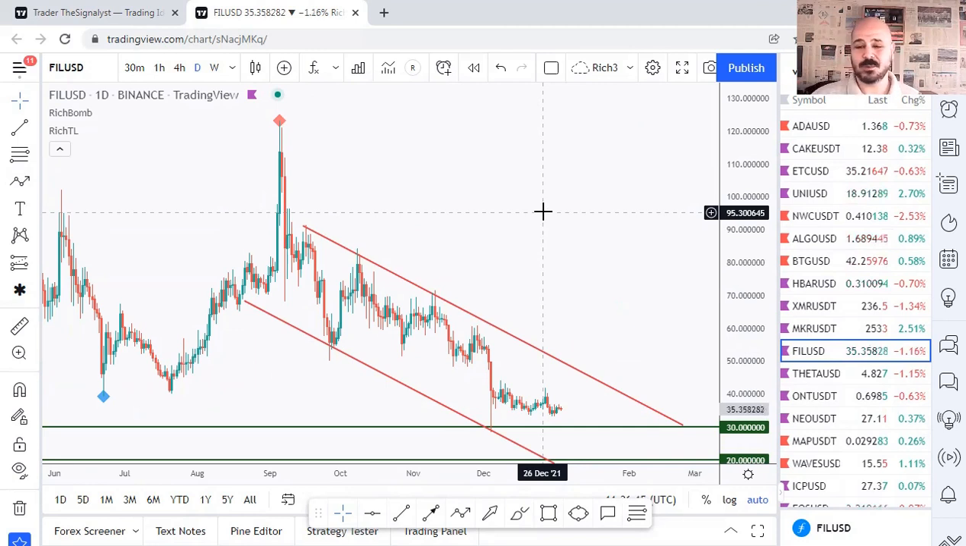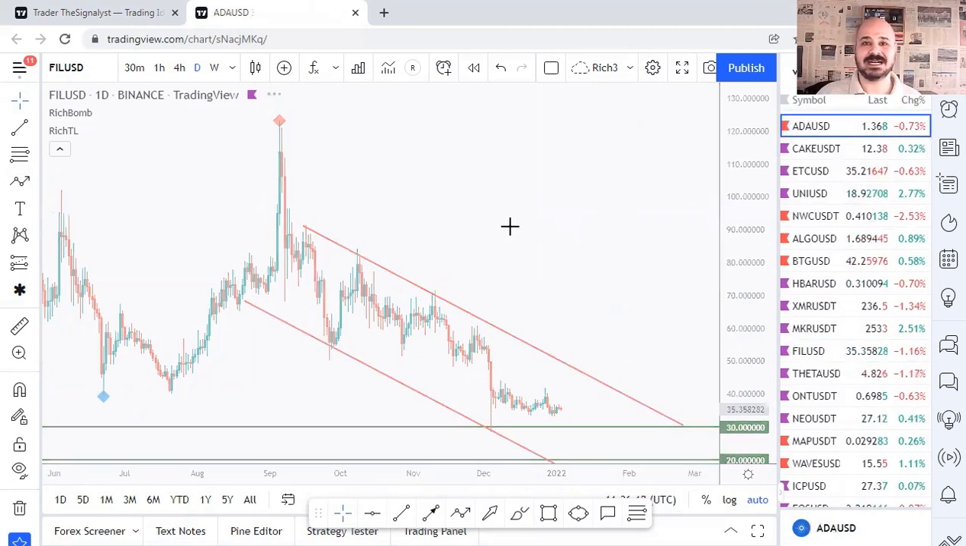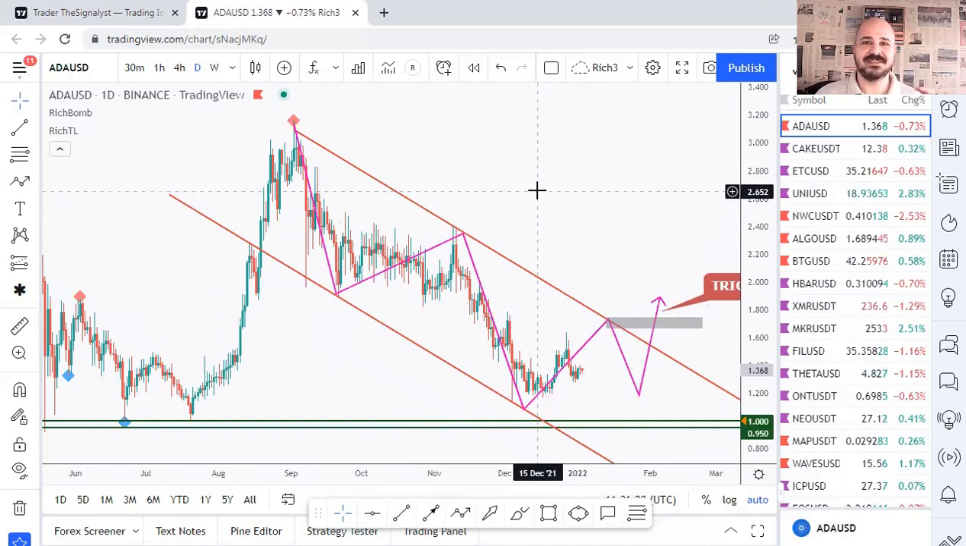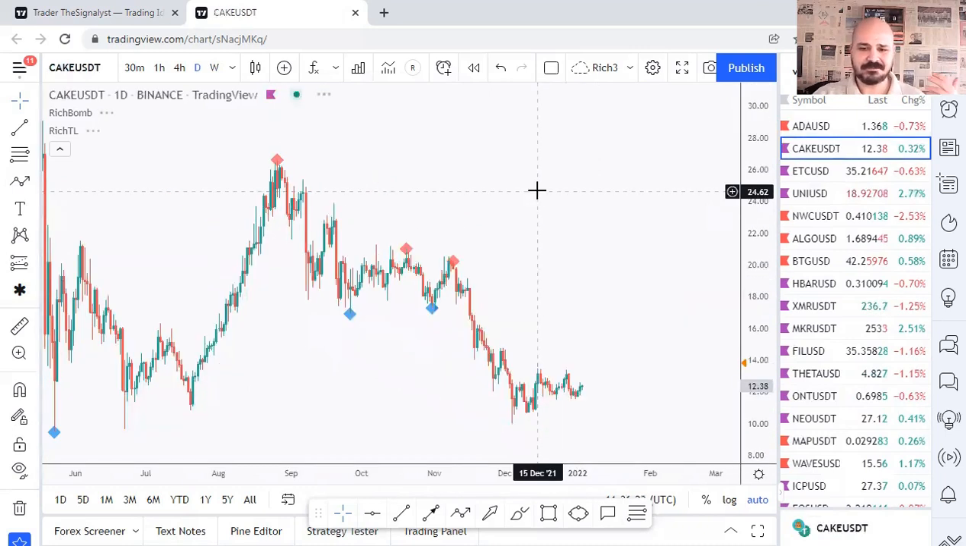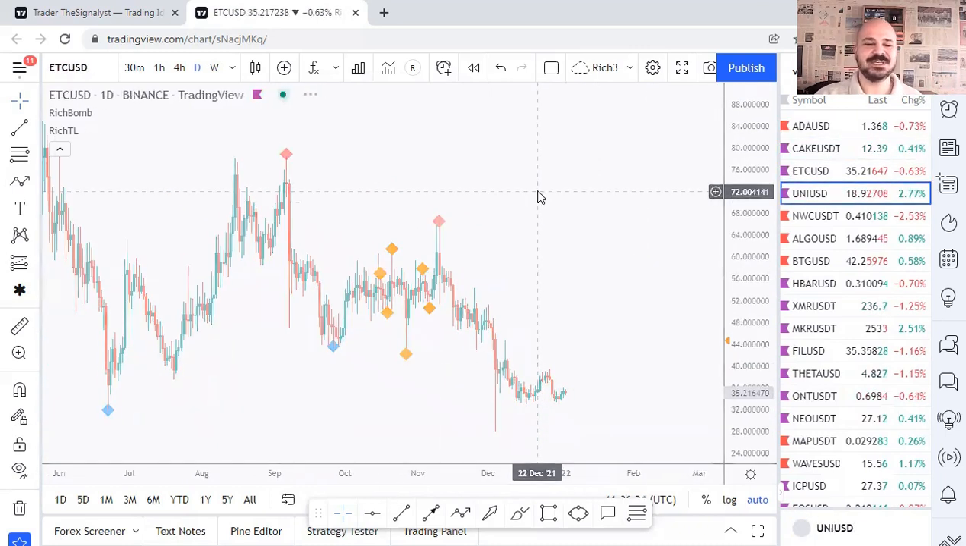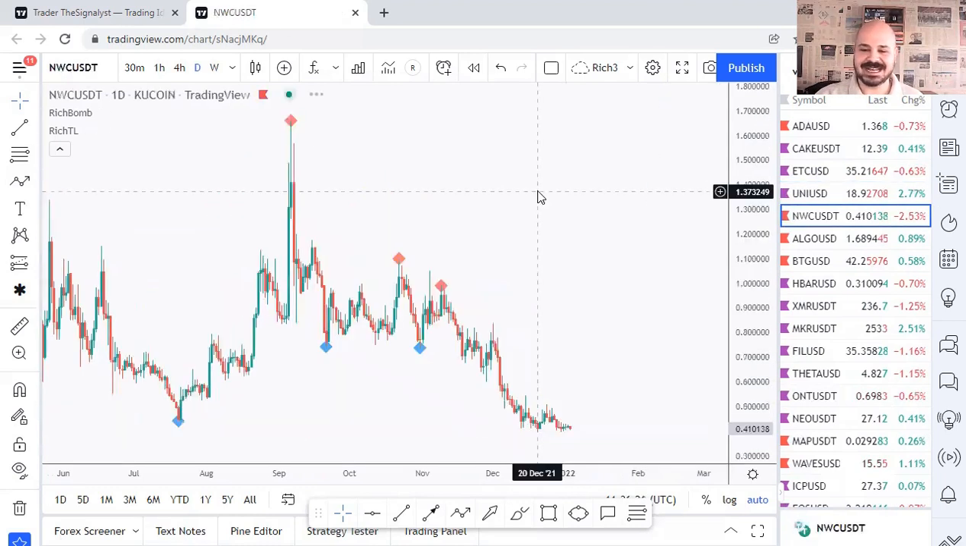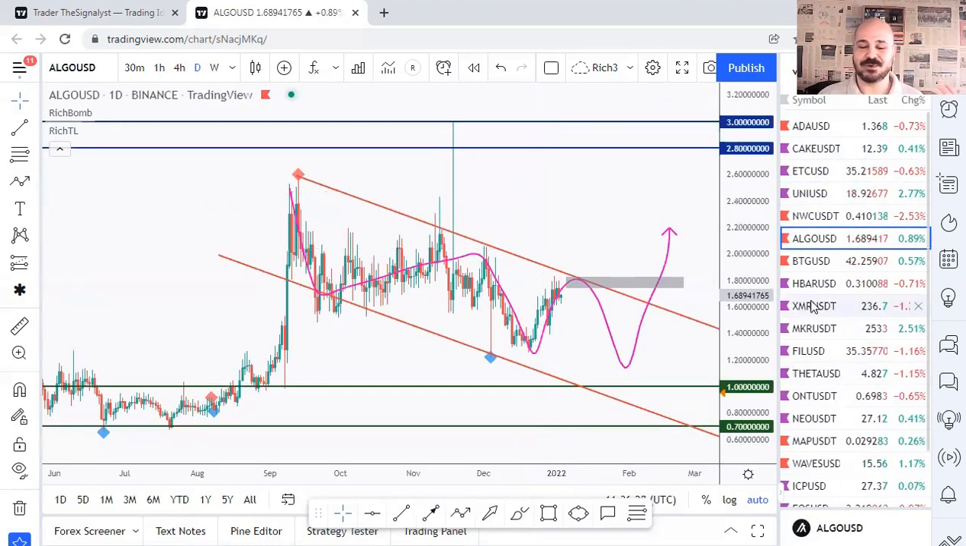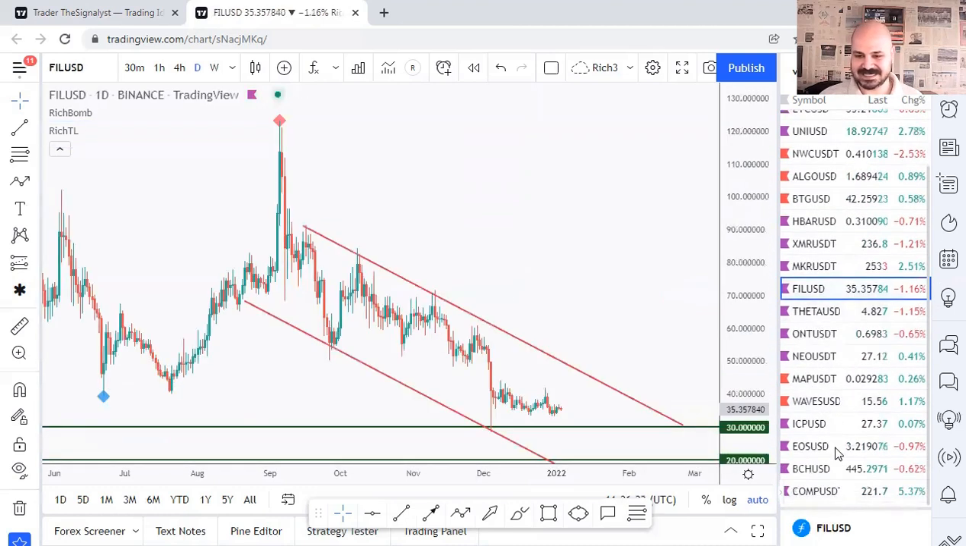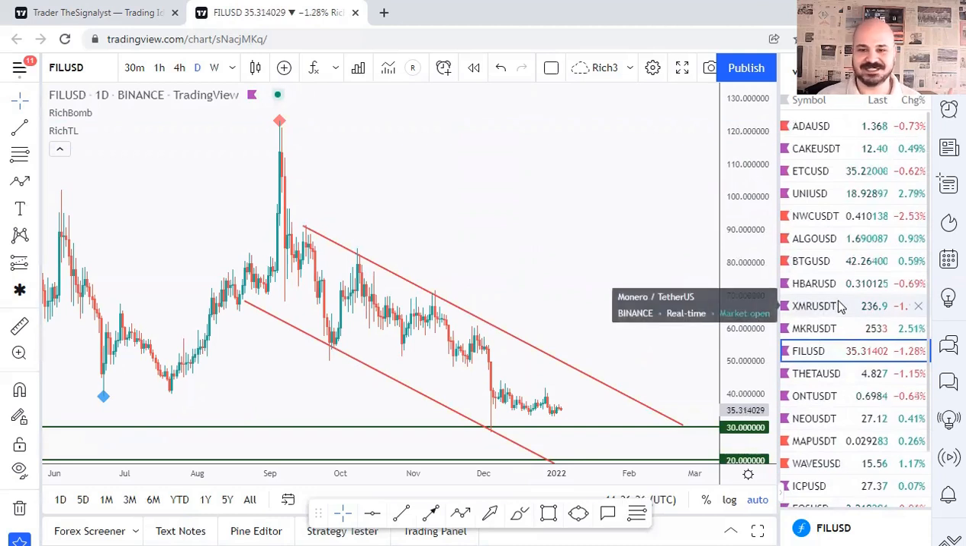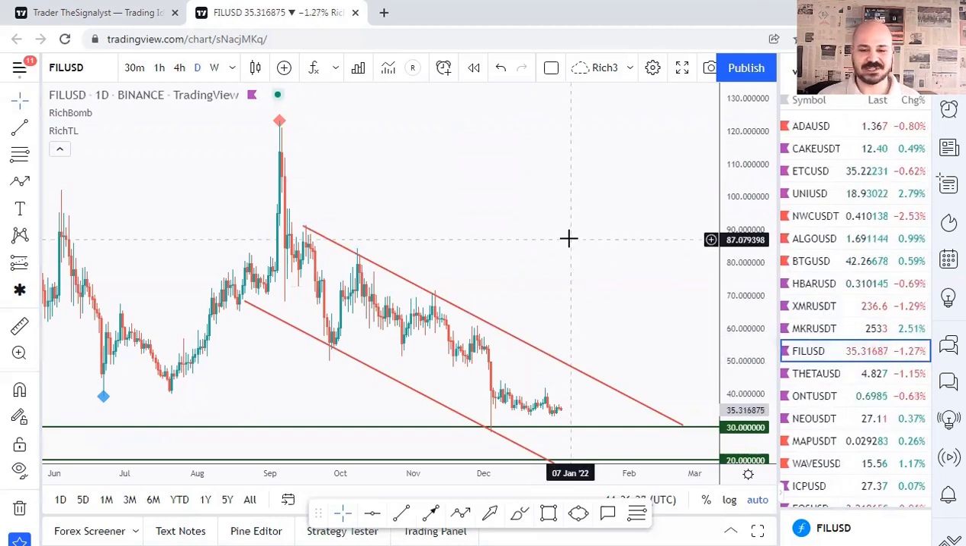In the previous video, we went over these 10, starting from ADA. It was forming a channel and the same exact pattern on Cake, ETC, Uni, NWC, Algo, and so on, right? So for this video, we'll go over Filecoin and these 10. If you haven't watched the previous one yet, I'll make sure to attach it in the description below. So let's start with Filecoin.